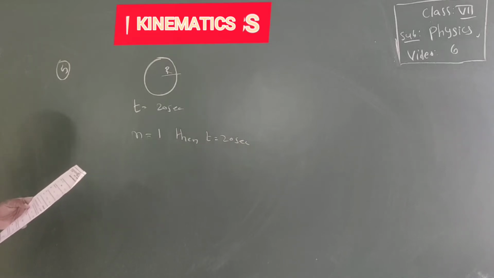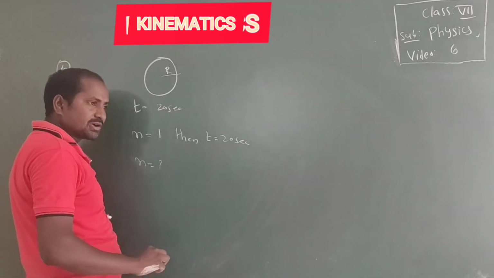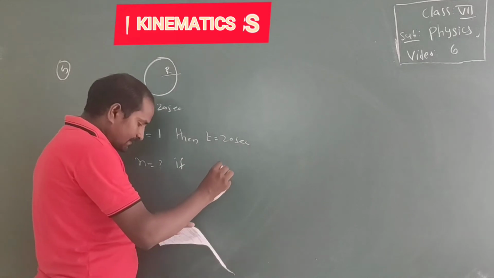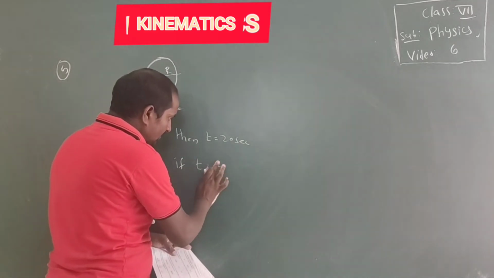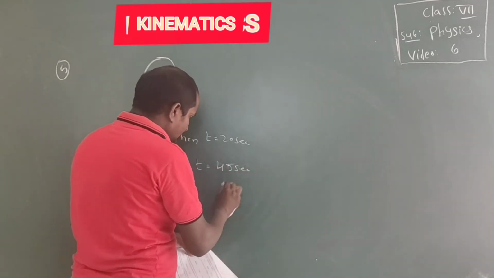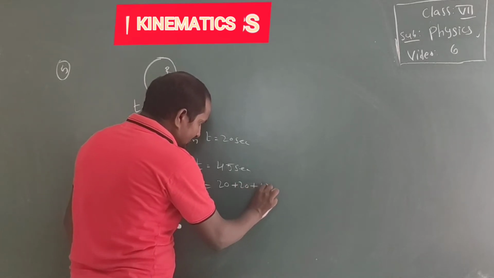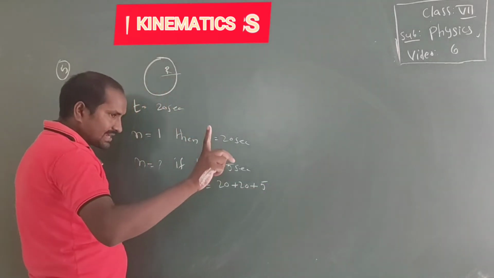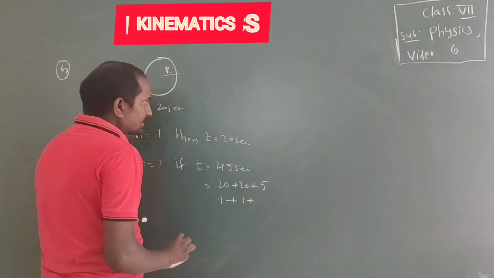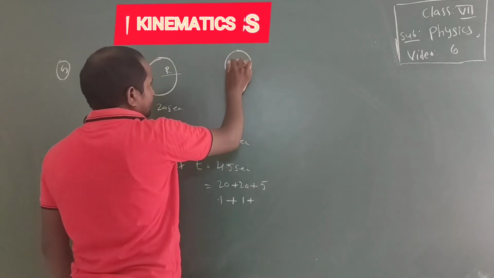So here time is given as 45 seconds. How many times is it revolving in the circular path? If t equals 45 seconds, we can write 45 as 20 plus 20 plus 5. For 20 seconds he completes one round, 1 plus, here also 1 plus. Here the circle is divided into 4 equal parts.